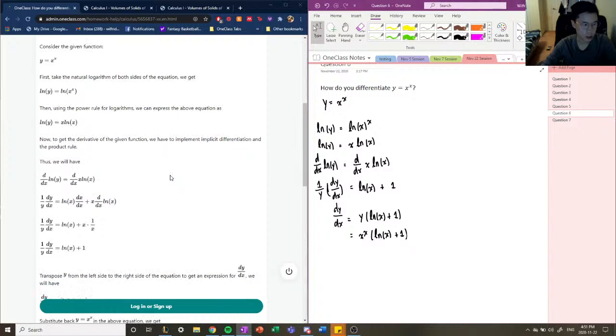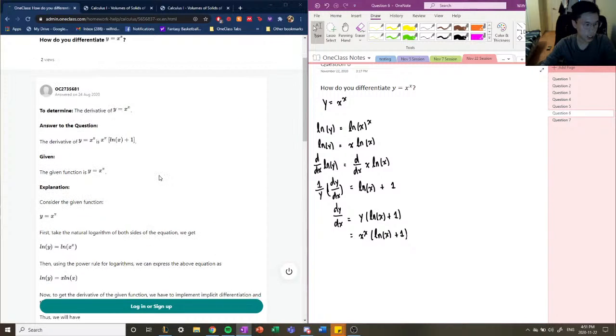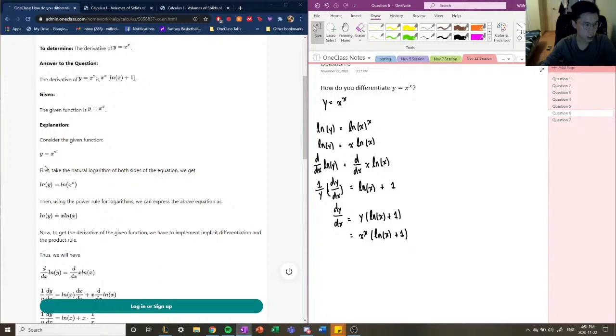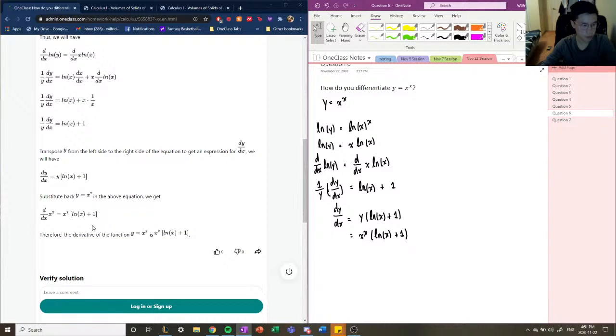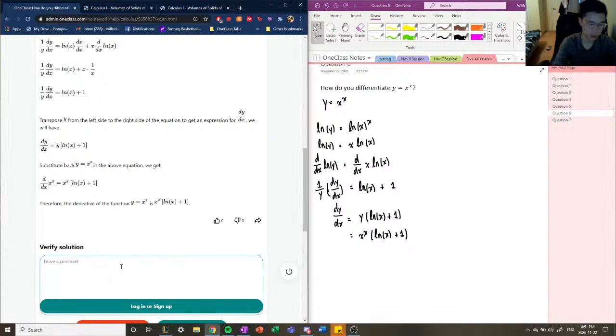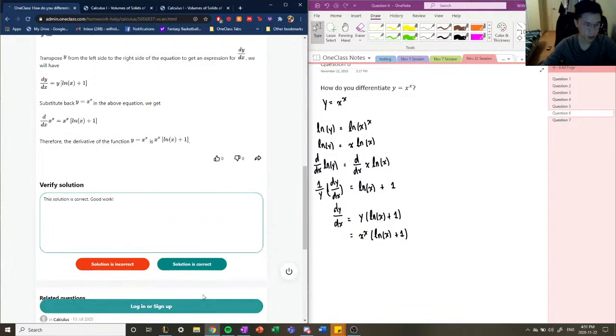So this is also what the junior tutor did. They applied the natural logarithm to both sides, and they implicitly differentiated. And through that, they were able to find a derivative for x to the power of x. So the solution is correct. Good work.